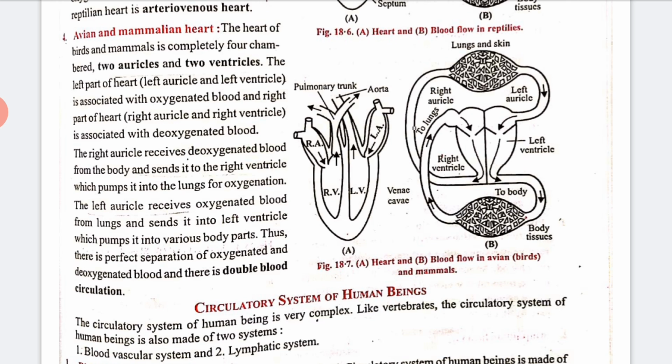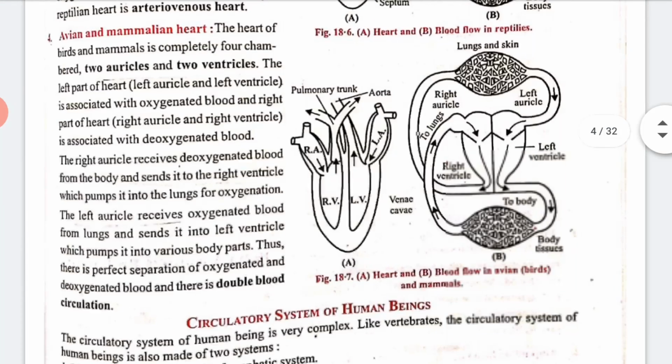Clear? But the left auricle receives oxygenated blood from the lungs and sends it into the left ventricle, which pumps it into various body parts. Thus, there is perfect separation of oxygenated and deoxygenated blood, and there is double blood circulation. As you see in this picture, it shows the double blood circulation.